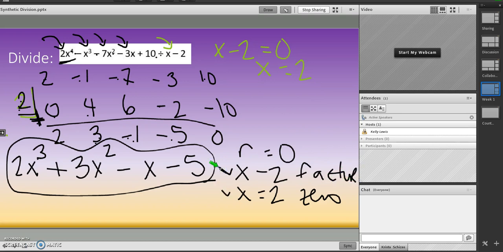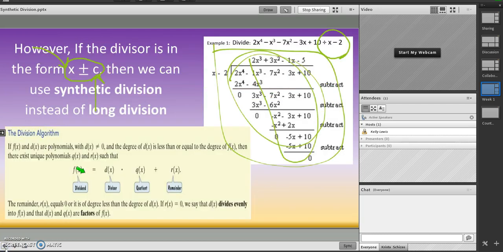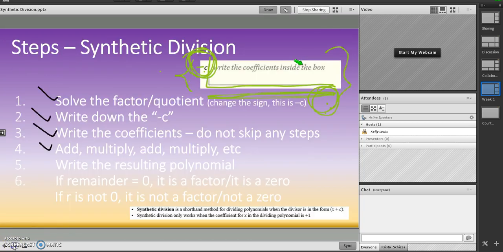I'm going to do my checks back to the left-hand side. We'll get back to more of why in another video. All right, so we had 2x cubed plus 3x squared minus 1x minus 5. Look at, okay, so 2, 3, -1, -5. So it's just a little quicker way to do division.